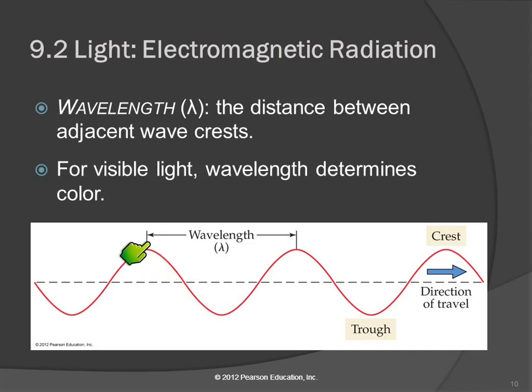For visible light, this distance is what determines the color of the light. If the wavelength is a little longer or a little shorter, the color that we observe is different. So we have this wave and it's traveling along in this direction. If you were a bystander standing right here, what you'd see is this thing going up and down as it travels past you. And we call this a crest and this a trough.